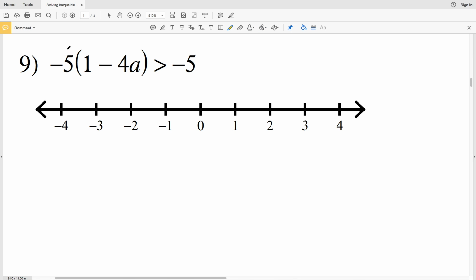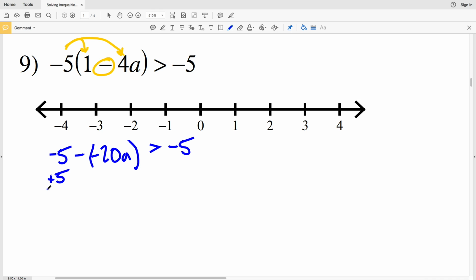Now, in number 9, I'm going to start by distributing the negative 5. And there's subtraction between those two terms. Negative 5 times 1 is negative 5, minus negative 5 times 4a is negative 20a. And that is greater than negative 5.